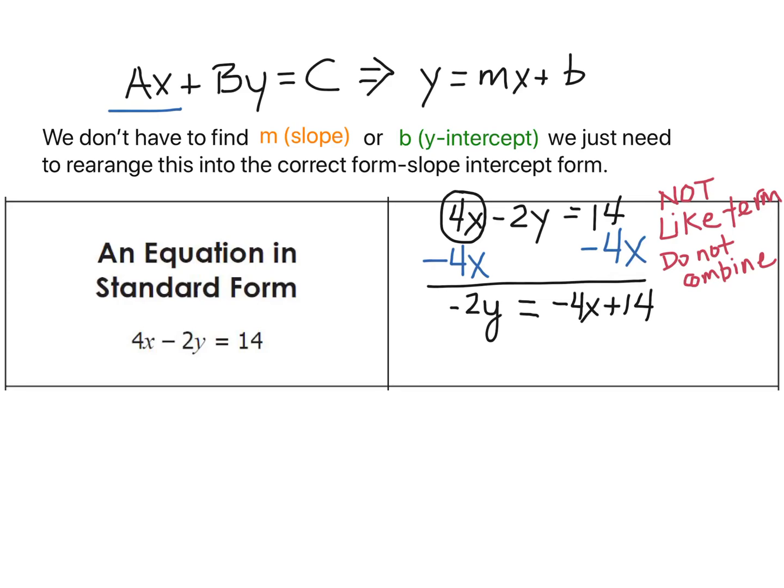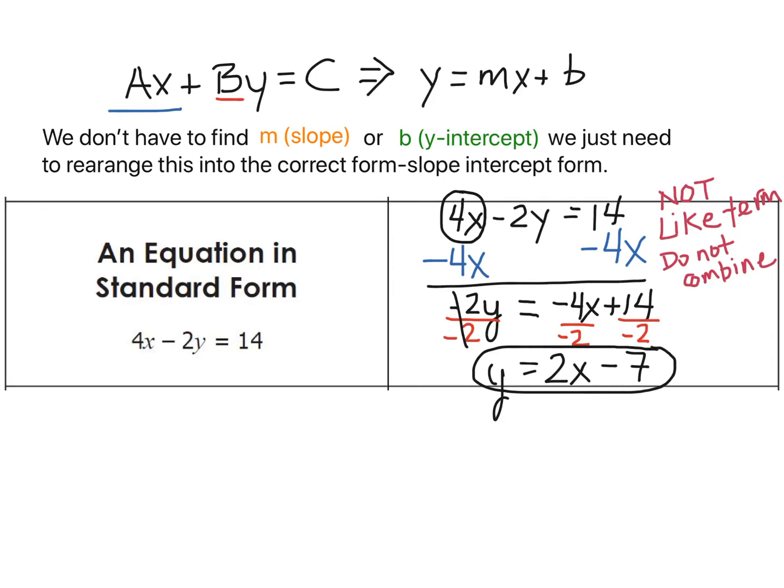All right? Okay, and then my next step is going to be to divide by the number in front of the y. So the number in front of the y here is a negative 2, and you need to divide every single thing by negative 2. And when you simplify this, you will now have y equals negative 4 divided by negative 2 is positive 2, so 2x. 14 divided by negative 2 is negative 7. And that is your final answer. Okay?